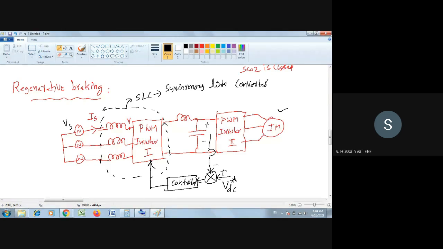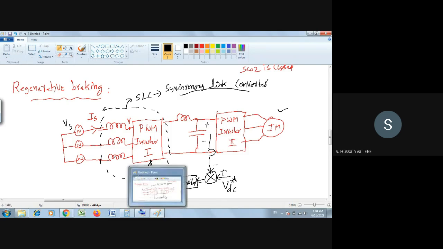Now in the case of the induction motor, you need the help of a synchronous link converter for the proper functioning of the regeneration. What is the purpose of this? Even without the synchronous link converter, you can take the energy from the induction motor. That is there already. Even in the DC motor, you have studied that without the synchronous link converter we can perform this. But what is the advantage of this SLC, synchronous link converter?